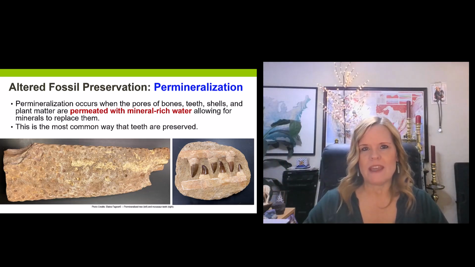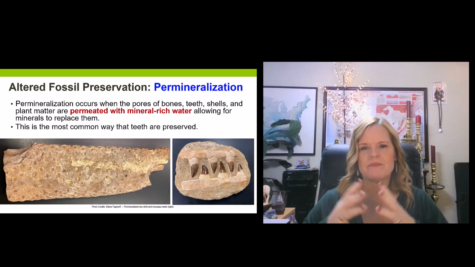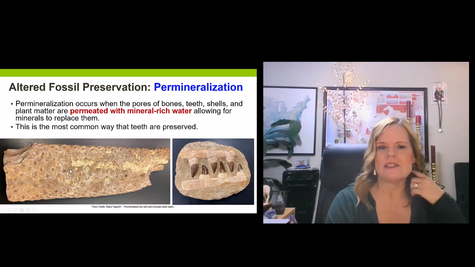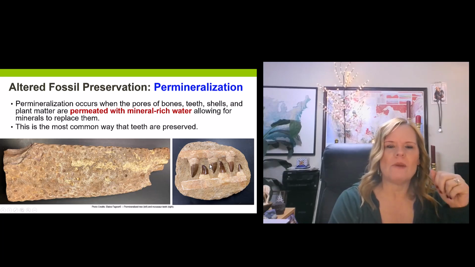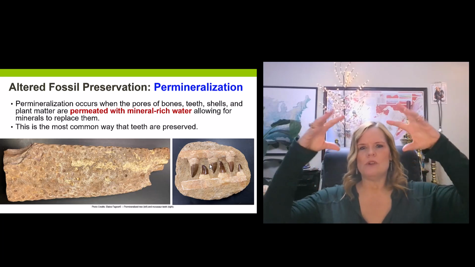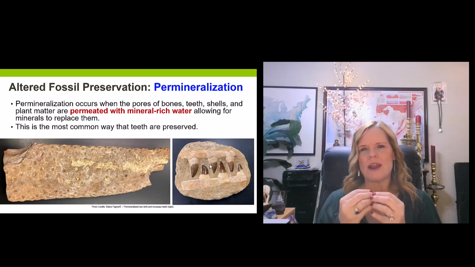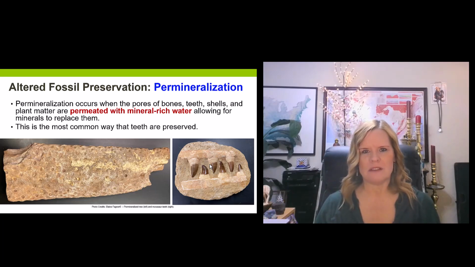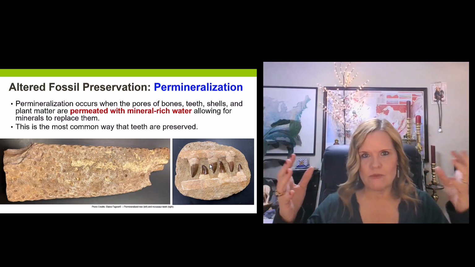Permineralization is where we get something that's turned to stone, complete stone. And this right here is a plant fossil that has been permineralized. Teeth and bones can be permineralized. That's the most common way they are. But what happens is the pores of this organism get saturated with water that has minerals in it. And it basically changes its whole structure into new compounds of rock material.